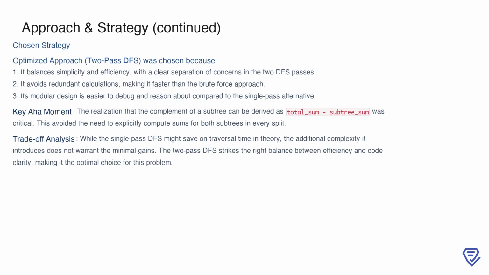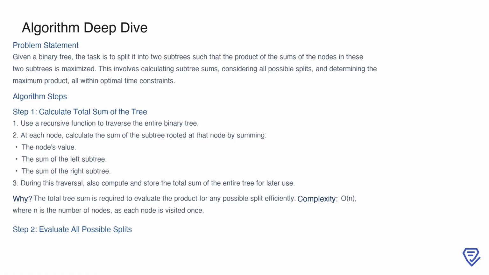To solve the problem of maximizing the product of the sums of two subtrees after splitting a binary tree, we need an approach that is both efficient and methodical. The first step in our algorithm is to calculate the total sum of the tree. This is done using a recursive function that traverses every node in the tree. For each node, we compute its subtree sum by adding the node's value to the sums of its left and right subtrees, which are also calculated recursively.